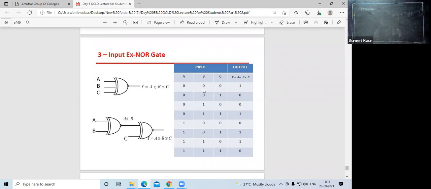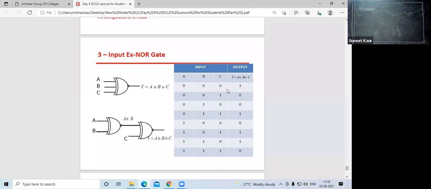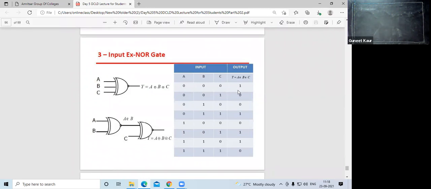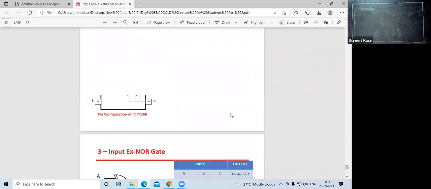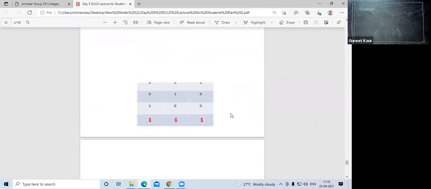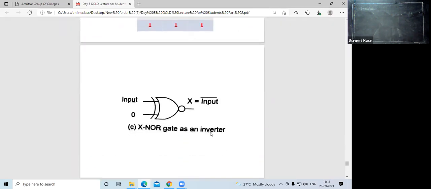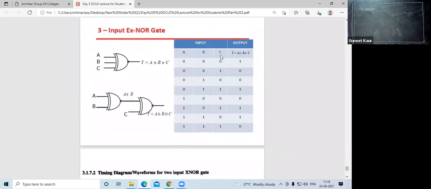So you can see 0 XNOR 0 in the case of XNOR is 1, 1 XNOR 0 will give you 0. 0 XNOR 0 is 1 and 1 XNOR 0 should be 0. So here in the truth table, a mistake is there. So next, you can rectify this table. 0 XNOR 0 is your 1.